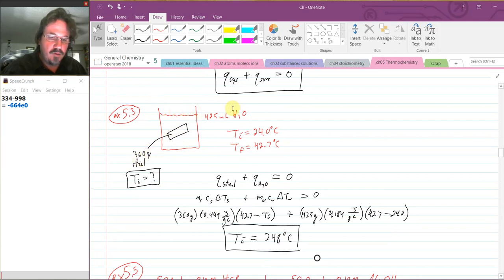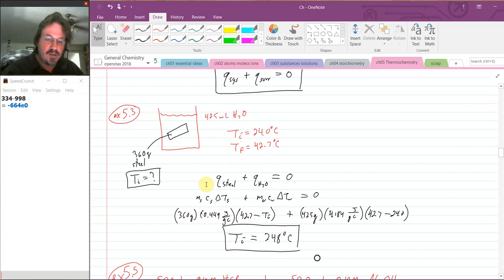I've got a total of 425 milliliters of water inside this calorimeter. I know the water started at 24.0 degrees Celsius, right? And it ended up at 42.7 degrees Celsius, so there's my initial and final temperature. They're asking me, what is the initial temperature of the iron? Note that the final temperature of the iron is the same as that for water, 42.7 degrees, because again, that's when they reach thermal equilibrium.